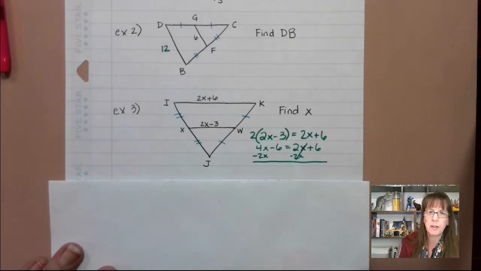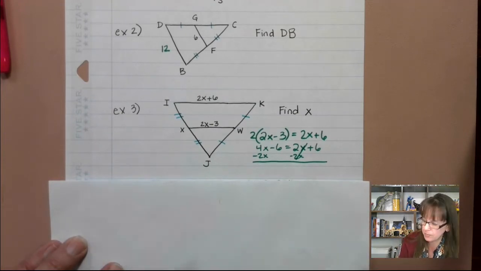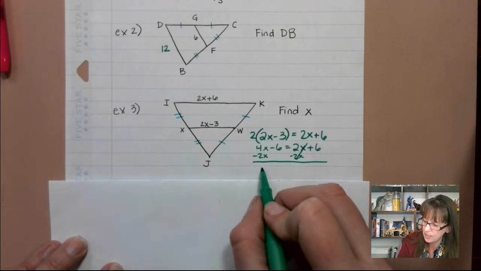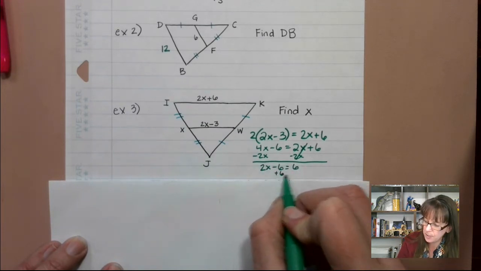You always want to deal with your variables first when you have them on both sides, because in case your x is a 0, it will help. It won't be looking as wonky. So 2x minus 6 equals 6. Add 6 to both sides.